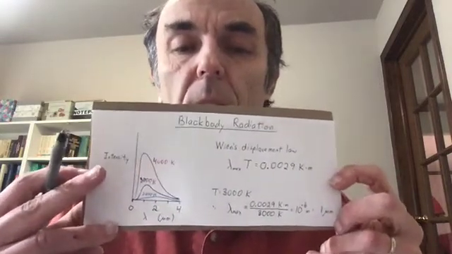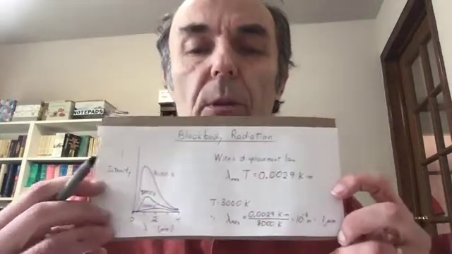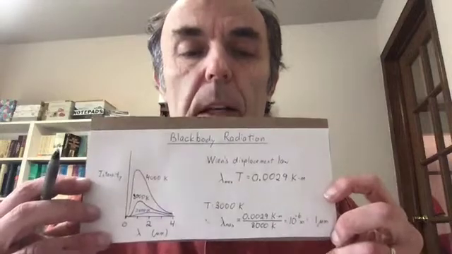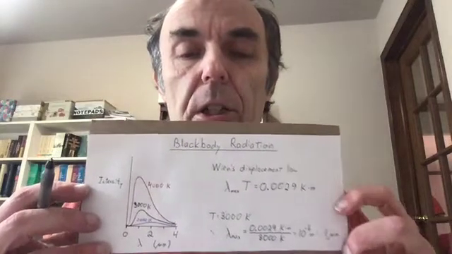And that's about right. So this blackbody radiation Wien displacement law really lets us predict where the peak of the spectrum is of radiation given off by a hot object.